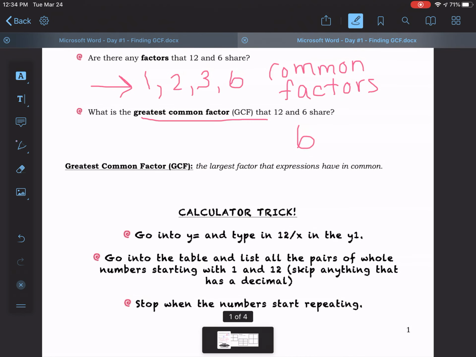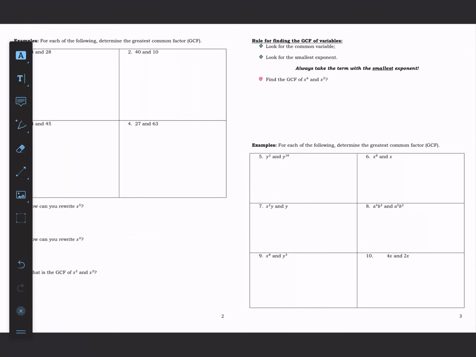So greatest common factor, right down here, the largest factor that expressions have in common. And then below here, what I put was the kind of summary of what I talked about above as to just how to do this in the calculator to get your factors for your factor lists, okay? All right, so let's go to the next page, and we're going to do some examples.